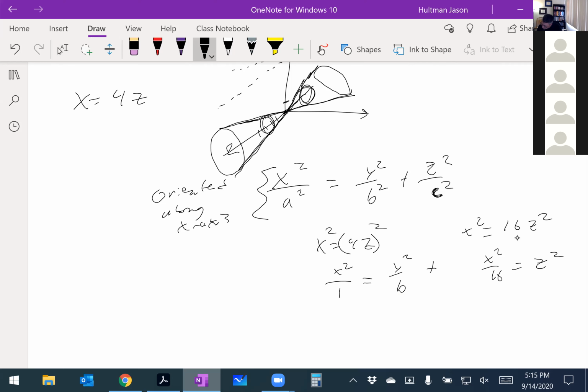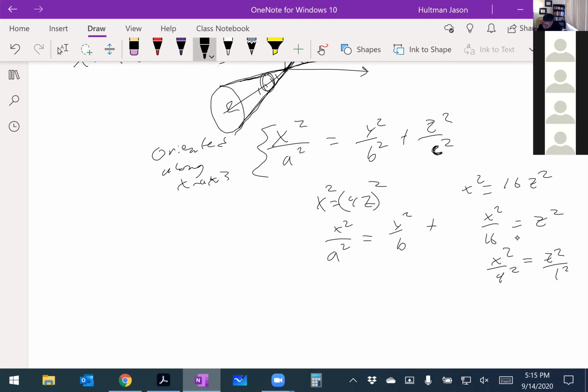So in this case, what's a? A squared. What's a squared? What's the number below the x squared? Well, this would be like 4 squared. Right, so x squared over 4 squared is equal to z squared over 1 squared. So that's what a and c are, right? That's what a and c are.